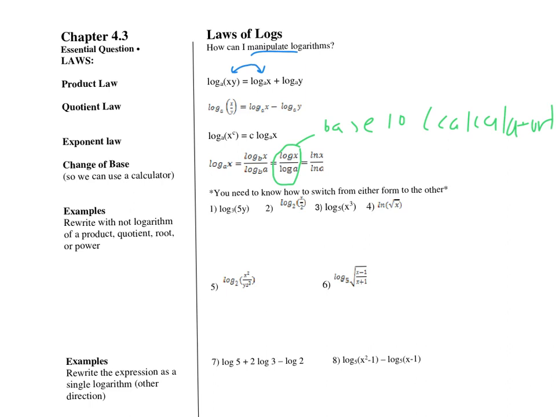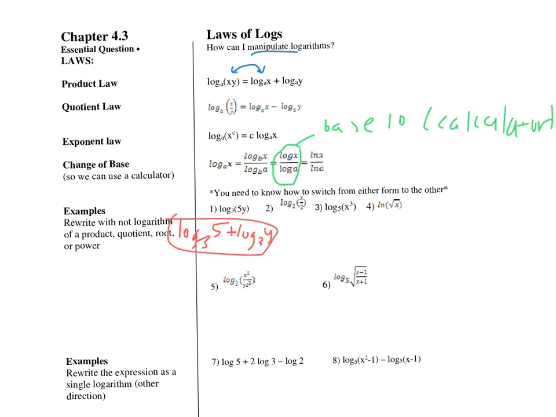So now we're going to start expanding here. And so we're going to use all of our rules and expand this into as many logarithms as possible. So for number 1, I see I have multiplication inside, so I'm just going to expand that into 2 logarithms. So I'm going to say log base 3 of 5 plus log base 3 of y, and that's it.